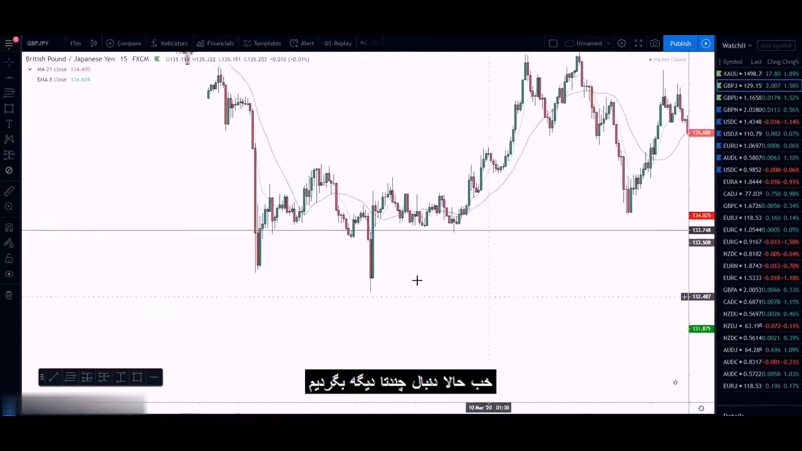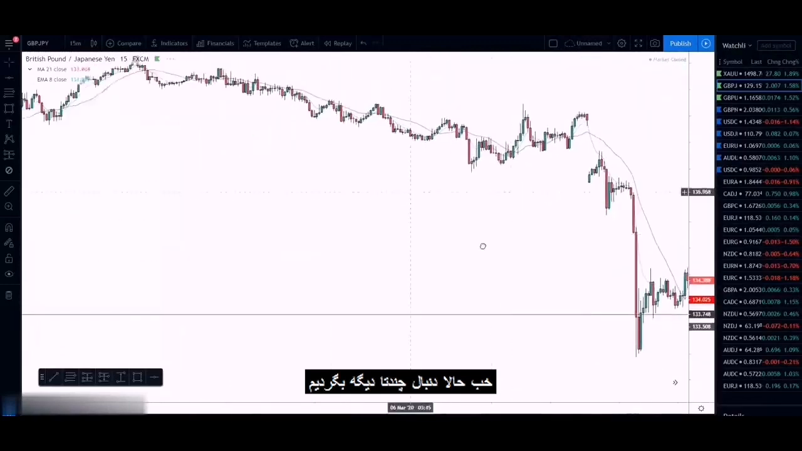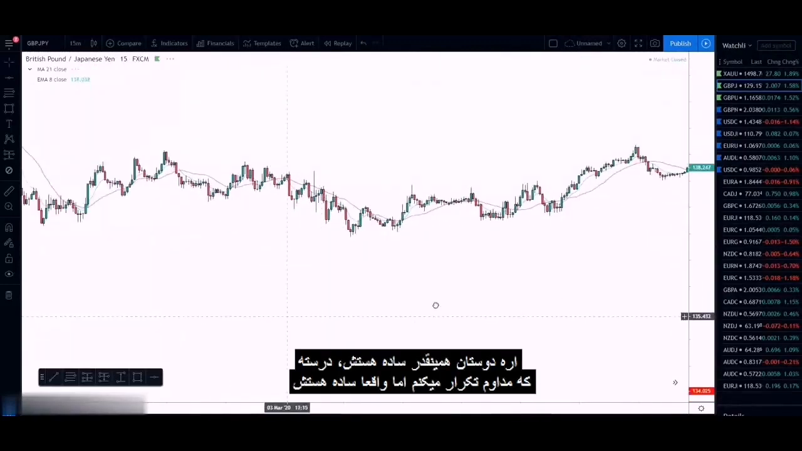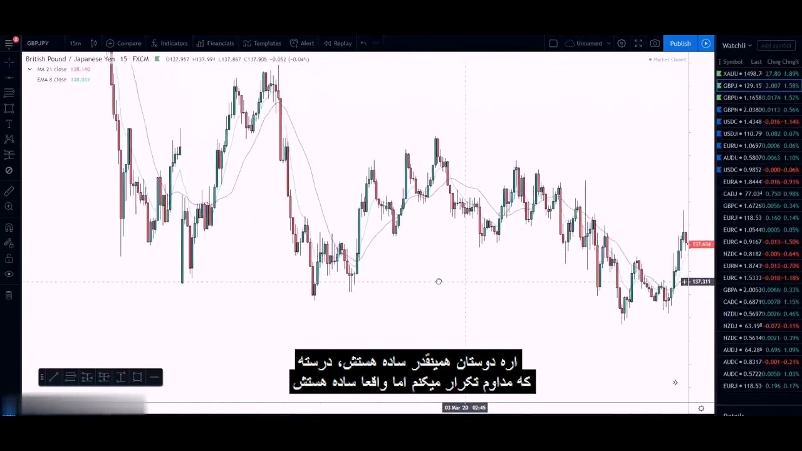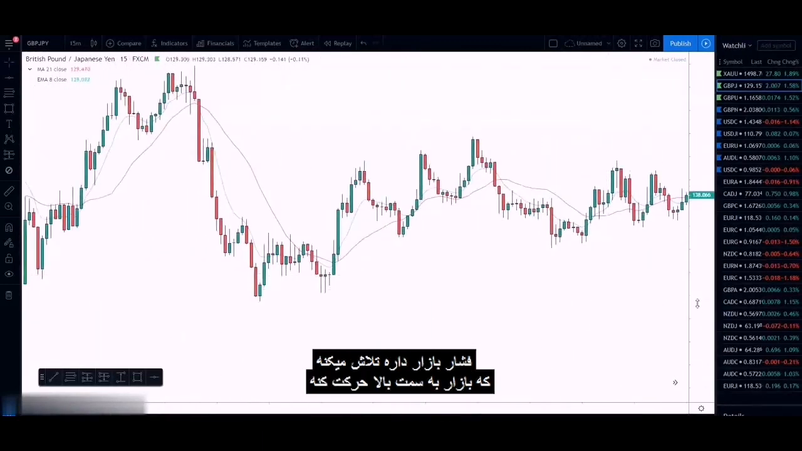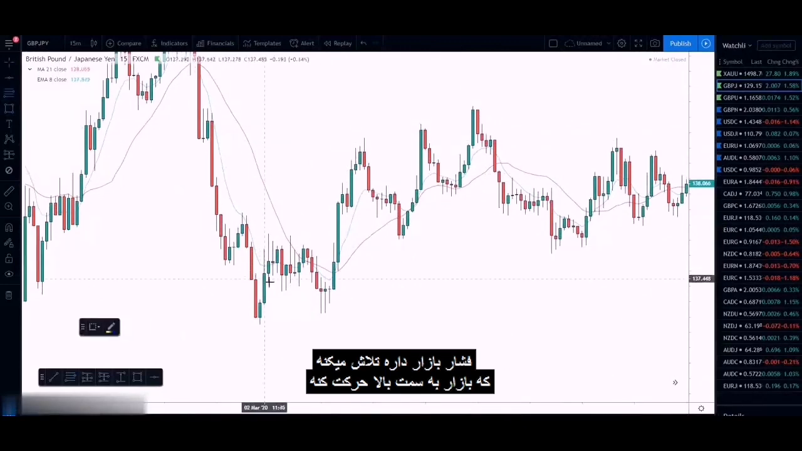Okay, now let's go back and look for some more. And yeah, guys, it's seriously that simple. I know I keep saying it, but it's literally that simple. Okay, market structure being broken to the upside right here.